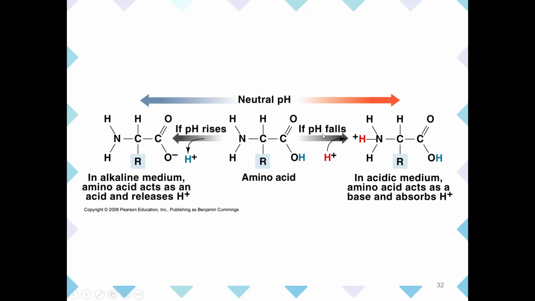This talks about if pH falls, that excess hydrogen ion can get picked up. In acidic medium, it can absorb that hydrogen ion. And then here they're keeping that blue convention. It just happens to be on the opposite side as the previous figure. But this says if pH rises in alkaline medium, this amino acid can act as an acid and release that hydrogen ion into solution. And that will help bring the pH back down.